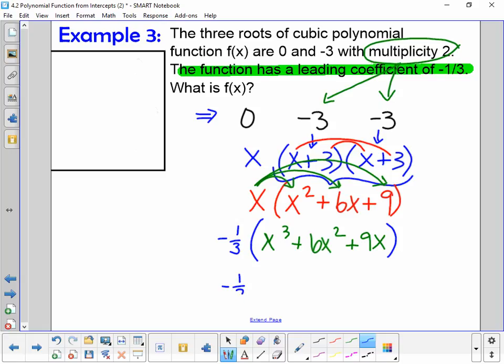So -1/3 x to the third would be our first term. Our second term would be -1/3 times positive 6x squared is a -2x squared. And for our last term, if we distribute that, -1/3 times positive 9x would be a -3x. So here is our function. It called it f of x, so I will as well.